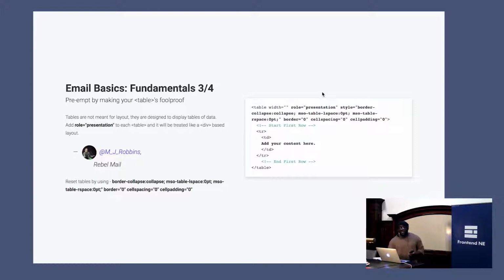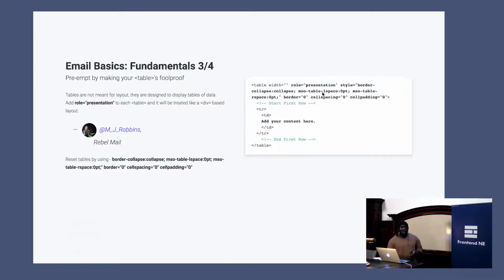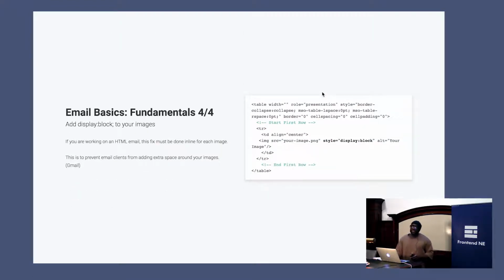And another thing I've done is, again, I've inlined my style. I've got border collapse, so that it gets rid of any spacing, as well as MSO styles, which I'll get onto again, which are mostly for Microsoft Outlook. This will be available if you want to have a look at it in more detail. And the last part is to display block your images. The reason being is Gmail and other clients like to add extra spacing around images. So adding display block just means that it gets rid of any space. If you're dealing with two images next to each other, display inline block works just fine.